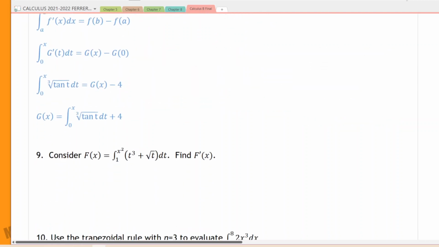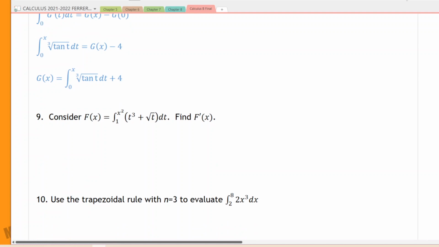And let's take a look at question 9. We've got, given that f of x is equal to the integral from 1 to x squared of t cubed plus root t dt, we're supposed to find f prime of x. Okay, well, let's figure this out then.